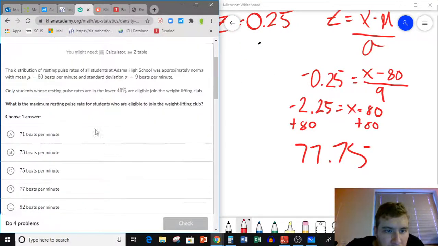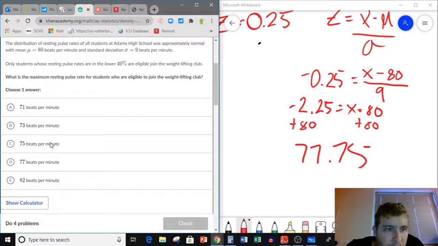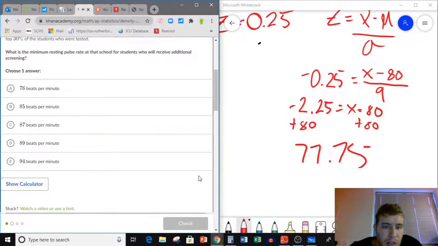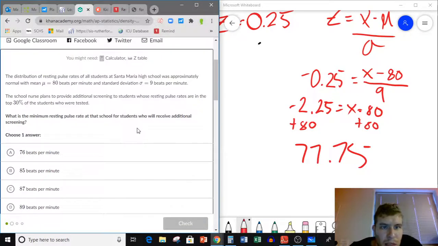Now let's see which one is closest. It doesn't look like it's rounding, or maybe it is. What is the maximum resting heart rate? So it looks like it's 77. Looks like the best answer. Check that. Got it correct. Cool. So then there's several questions in here that we can practice with.